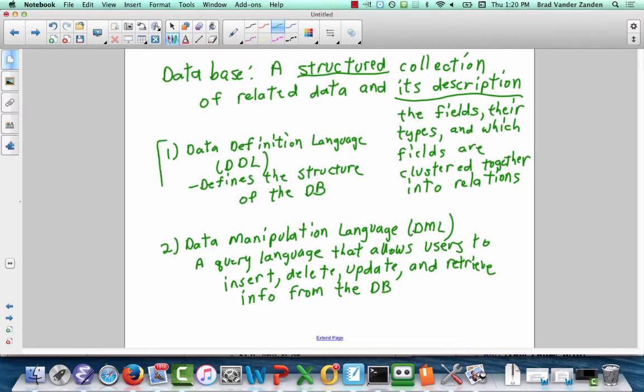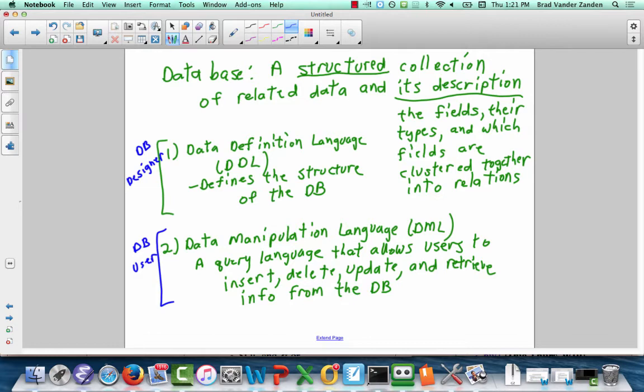So the data definition language typically is used by a DB designer. Remember, we said we'd talk about database design in this class. And the data manipulation language is typically the database user. Remember, we said we'd tell you how to use a database. So when we talk about how to use a database, we're talking about the data manipulation language. When we talk about how to design a database, we're talking about the data definition language.